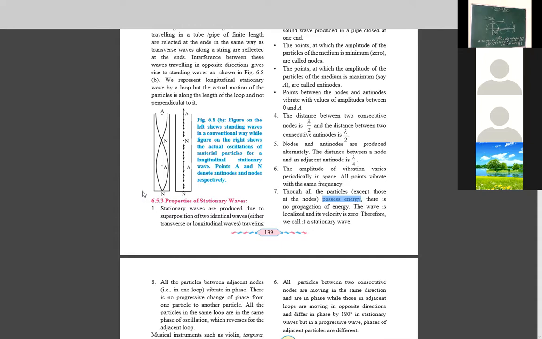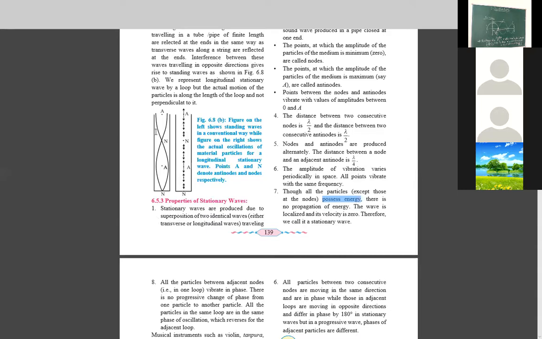That means, like we saw phase difference earlier when we were discussing a single progressive wave, in that we saw that every particle can have a different phase. That means when one particle is starting from some point, the other particles can start from another point. But here, every particle will be in the same phase, in a single loop. Okay, moving on to the next.